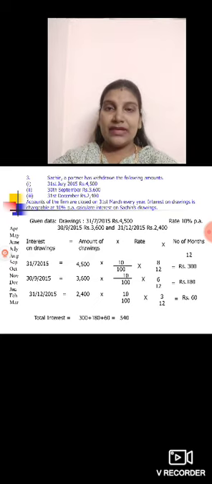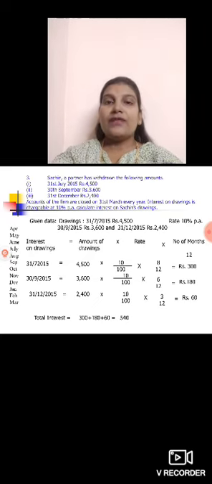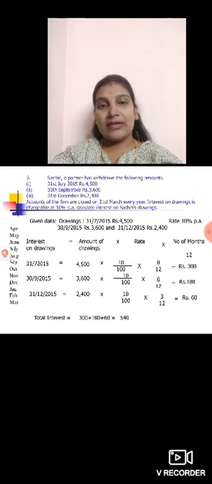These are the three sums we have on the direct method. Further, in the next class I'll explain the product method, the second method.